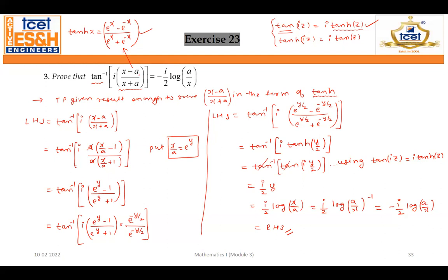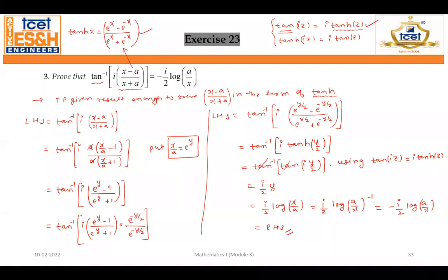Now see how I created the exponential. First, I am removing this constant a. I am taking this a common from the numerator and the denominator, so a gets cancelled. So I get x by a minus 1 divided by x by a plus 1. Now you have to put x by a equal to e raised to y. So this becomes tan inverse of i times (e raised to y minus 1 upon e raised to y plus 1). But I need a positive exponential and its reciprocal. Here 1 has come, but actually I should have e raised to minus y. Yes or no?